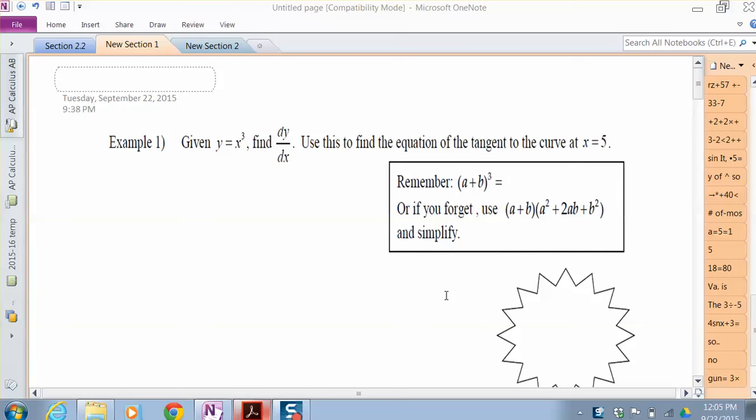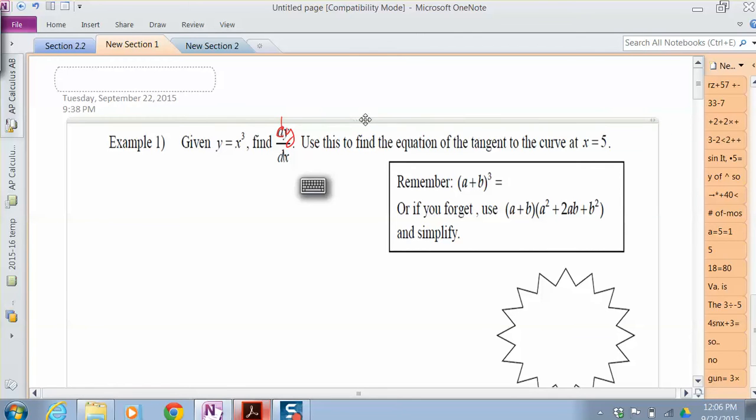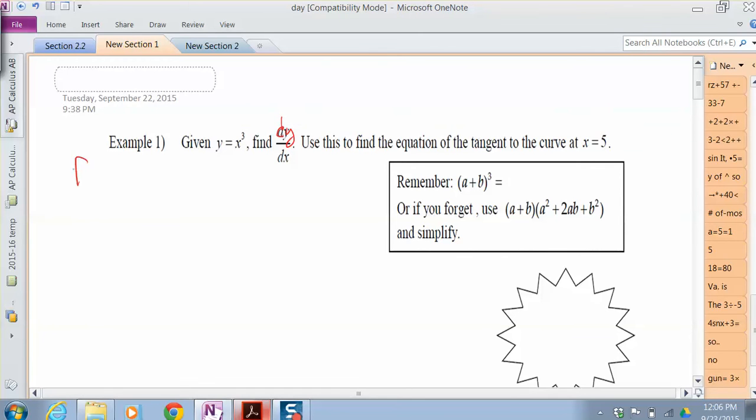So for example 1, you're given y equals x cubed. You're asked to find dy over dx, which is the derivative of y with respect to x. And then use this to find the equation of the tangent to the curve at x equals 5. So we know the formula for a derivative, which is basically instantaneous rate of change, or the slope of the curve, which we talked about in section 2.4, to be the following. The limit as h approaches 0 of f of x plus h minus f of x all over h.